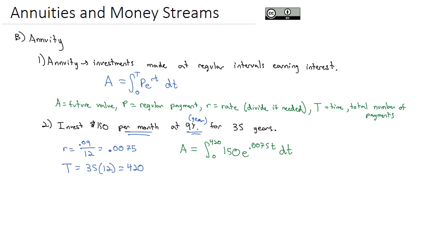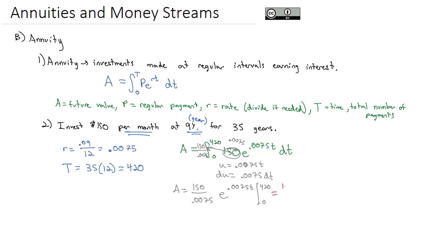And this is an integral we know how to solve. We can solve it with u substitution, where u is equal to 0.0075t. du then is going to be 0.0075 dt, which means I need to multiply by 0.0075 and divide by 0.0075. I'm also going to pull that 150 out. And so when I do, the future amount is 150 divided by 0.0075 times e to the u, but u is 0.0075t. And we're going to evaluate that from 0 to 420 months.